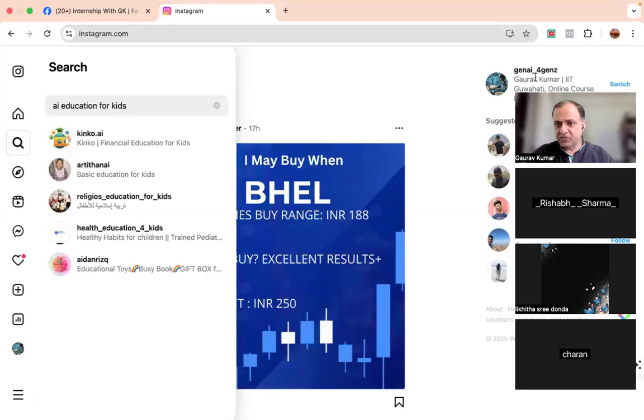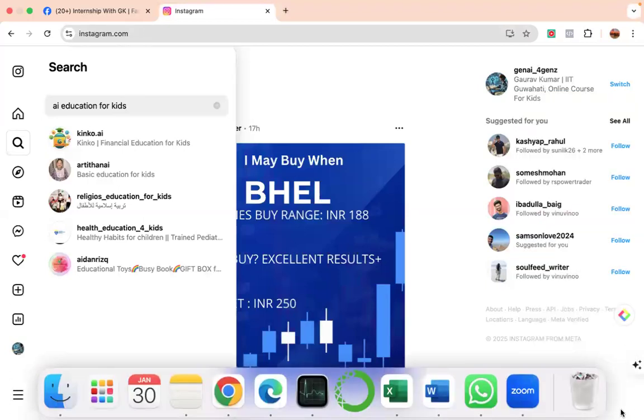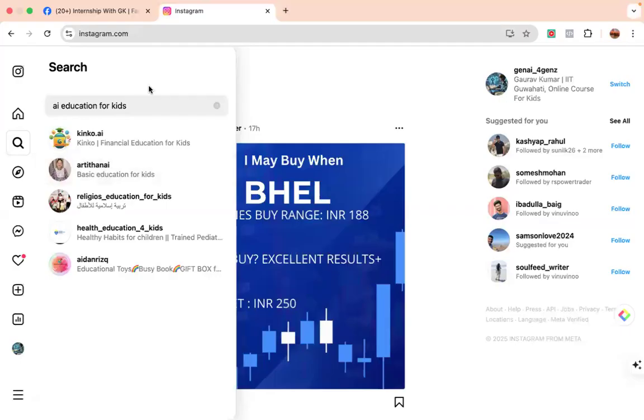So let me switch this back. Here it says AI education for kids. The moment I type in, a few options pop up in front of us. All right, so let's try to see which is near to us. Financial education, basic, maybe. Healthy habits for children. Okay. Educational toys, busy book. Religious education is not something which we are going to work on.